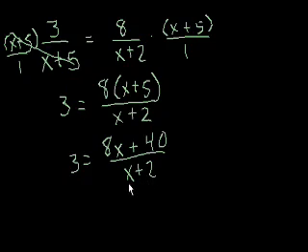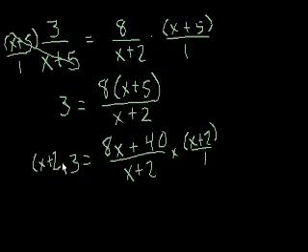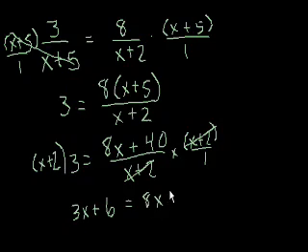Now we want to get rid of this x plus 2, and we can do it the same way. We can multiply both sides of this equation by x plus 2 over 1. We could just say we're multiplying both sides by x plus 2. That 1 is a little unnecessary. So the left-hand side becomes 3x plus 6. Remember, always distribute the 3 times, because you're multiplying it times the whole expression, x plus 2. And on the right-hand side, well, this x plus 2 and this x plus 2 will cancel out, and we're left with 8x plus 40.